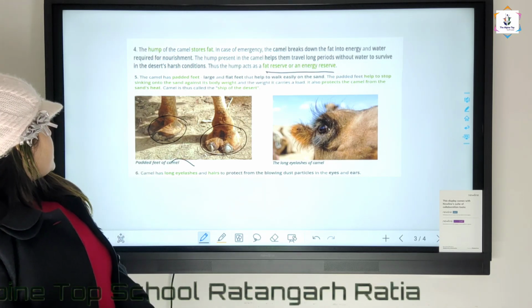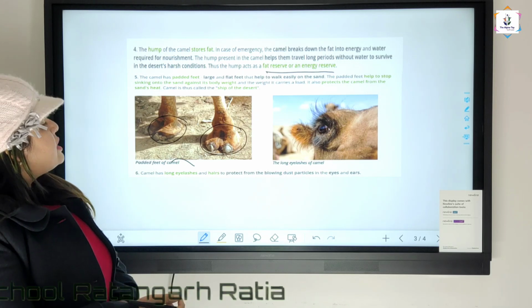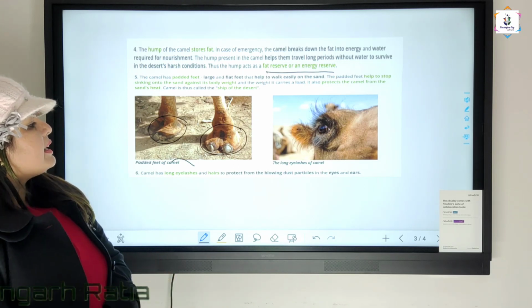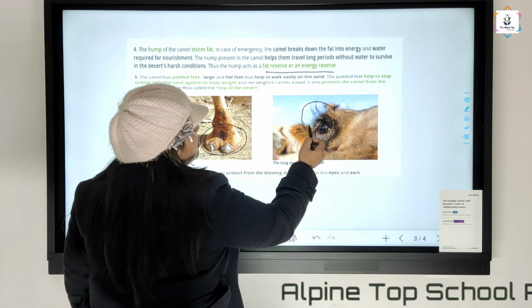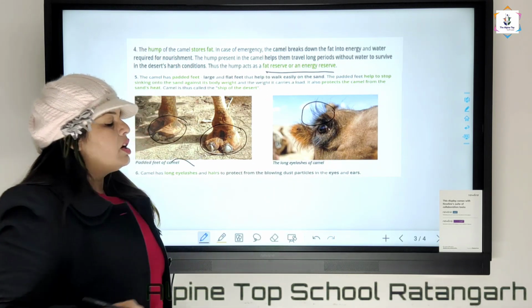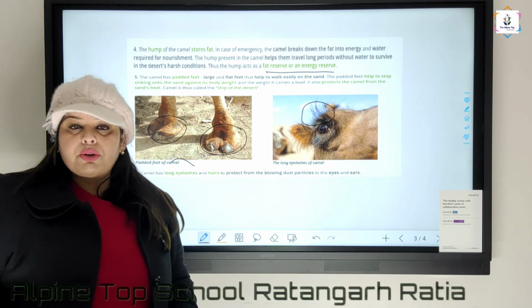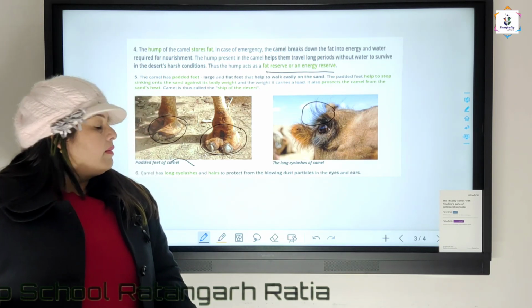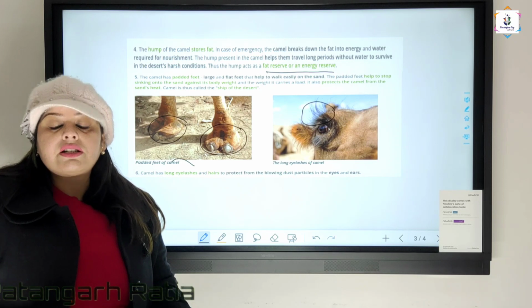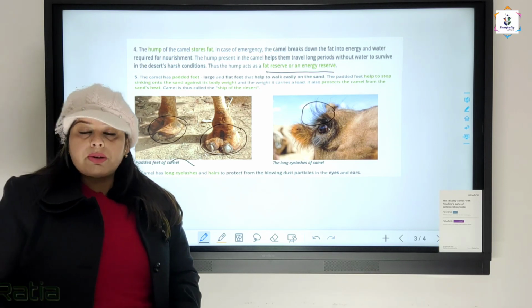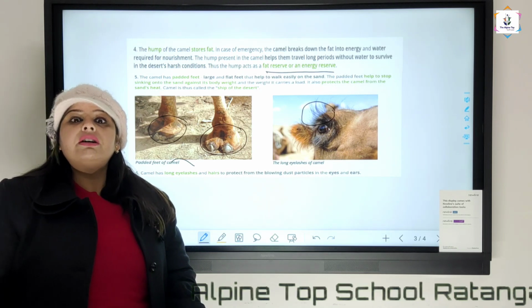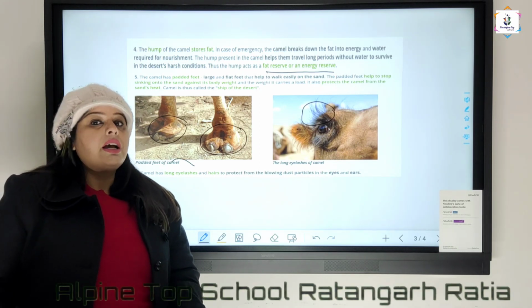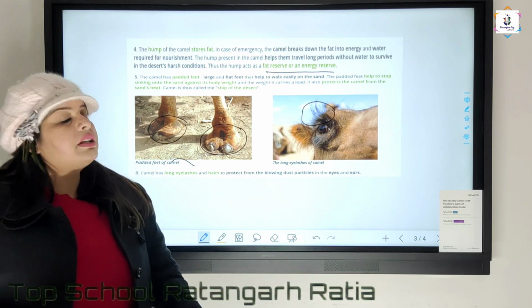The next one is, the camel has long eyelashes and hairs to protect its eyes from the blowing dust particles. As you can see here, it has long eyelashes. Long eyelashes actually help it to protect itself in the desert area. It can also close its nostrils. So in that way, the camel has adapted itself to the desert area very well. This is all about the camel.